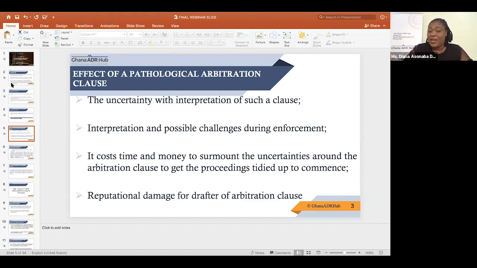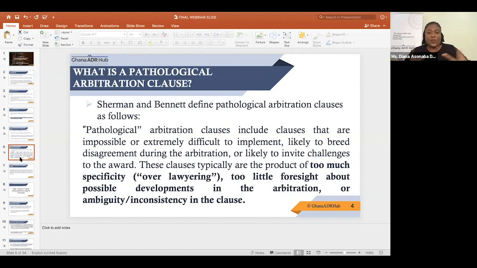It also may have reputational damage for such a drafter, considering that by reason of your inattention or omission to include certain terms in the arbitration clauses, parties have actually ended up going back to court to seek an interpretation of that pathological clause, when it was the very thing they tried to avoid, and that is why they agreed to go to arbitration. Now, having said that, let's jump into what is a pathological clause.